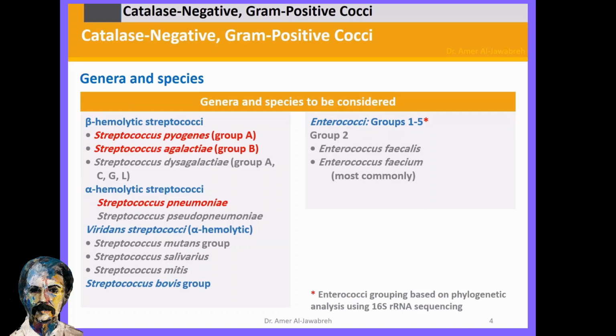These enterococci, in the 15th edition of this book, Bailey and Scott's, they have grouped them into 5 groups: group 1, 2, 3, 4, 5. Based not as in the Lancefield grouping, which is based on the carbohydrates and proteins on the surface of the bacteria. No. This is based on what? 16S ribosomal RNA gene sequencing. So it's based on phylogenetic analysis.